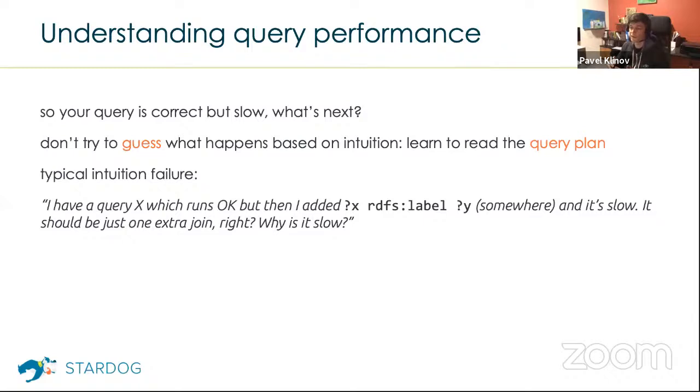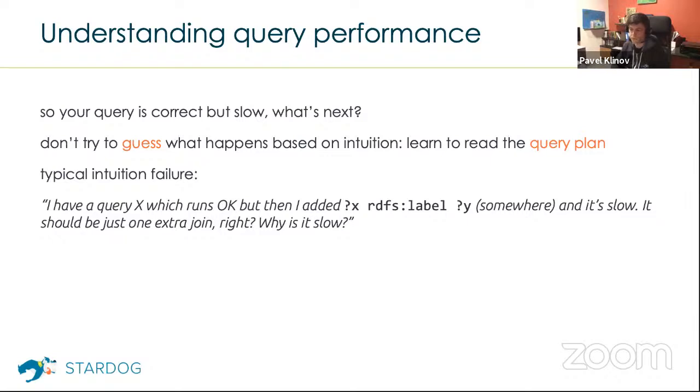At this point, the most important thing is to try to guess as little as possible, and instead learn to read the query plan provided by your system. Things quite often go very wrong at this point, and I've seen a lot of examples of how intuition fails. One typical intuition failure goes something like this. I had a query which was great, running fast. Then I added one pattern, like I wanted labels instead of IRIs. I put it somewhere in the query, and then it's very slow. Why is it very slow? It should be just one extra join, right?